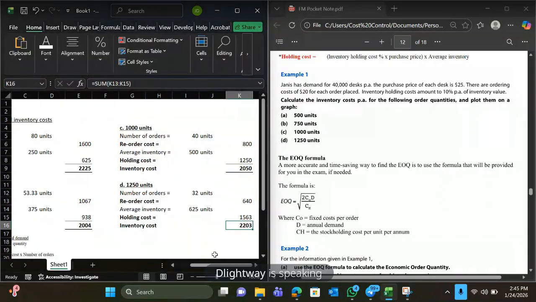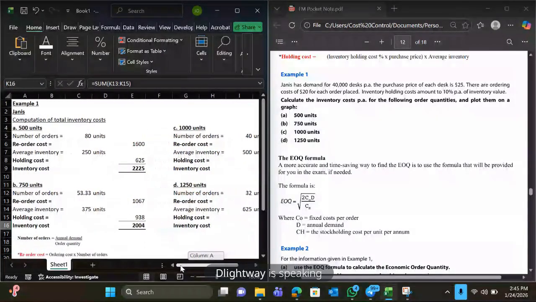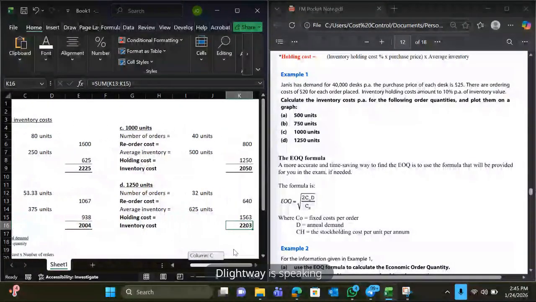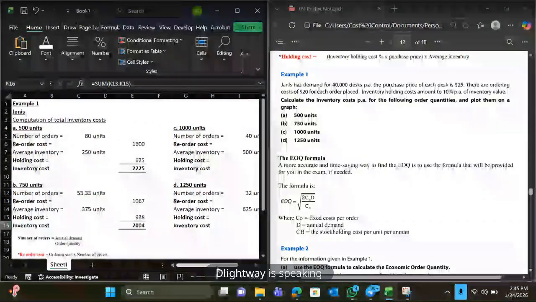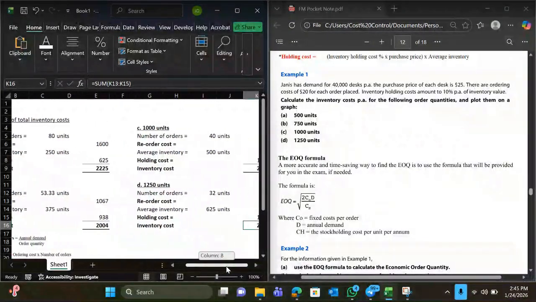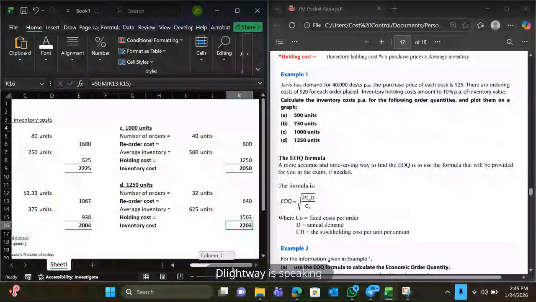So that's it for all the 4 quantities being ordered, that is, the orders being placed for. Now, from what we've gotten, which one is cost effective here? Which of the orders we are making is cost effective? Are we still together? Yes. So which of the orders we are making is more cost effective?